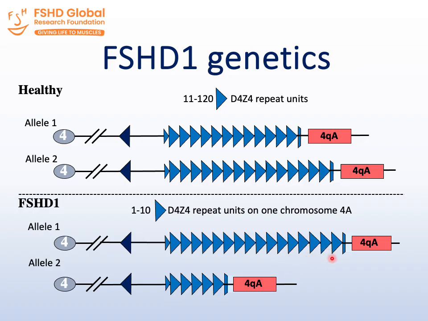So what happens in FSHD1? Well, remember, FSHD1 genetics are you now have lost some of these repeats. You still have the 4A. Yeah, you always have the 4A in FSHD, but you've lost some of the repeats. So this is the situation.